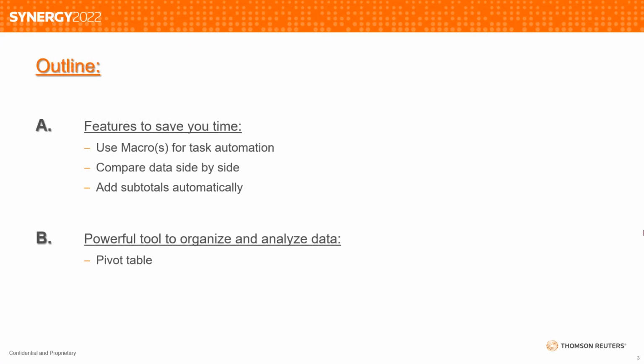So let's take a look at the outline of today. First, I will start by showing you a few features that will help you save time. We will start with macros. I will show you how to create a macro for the purpose of task automation. Then I will show you how to compare data side by side, which is pretty straightforward. And then I will show you how to add subtotals automatically. That feature can come in very handy.